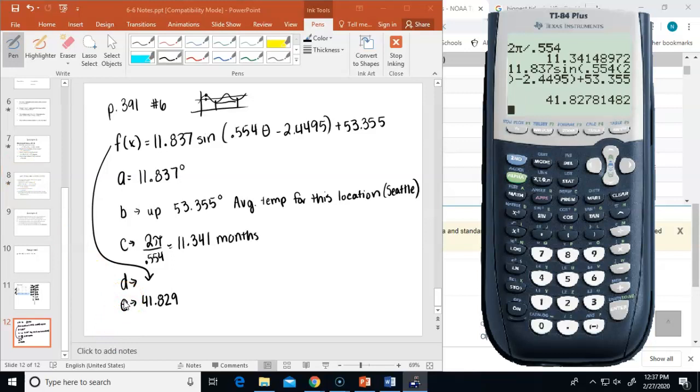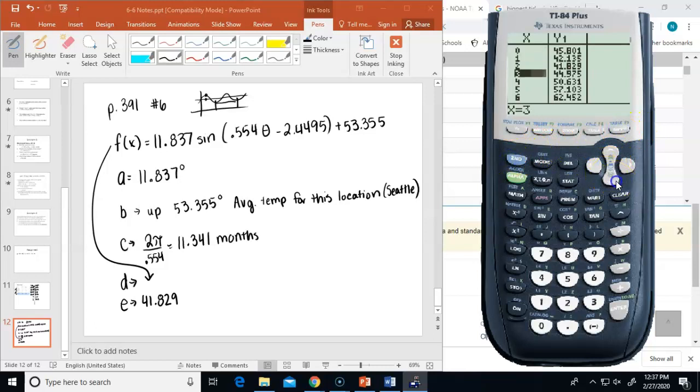And then the next one asks you for October. So what would you look at for October? 10. You just go to the table and look at 10, or you could plug 10 into your equation, so you get 53.918. So F there would be 53.918.